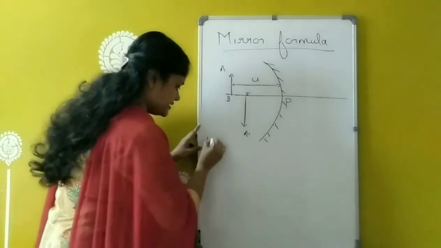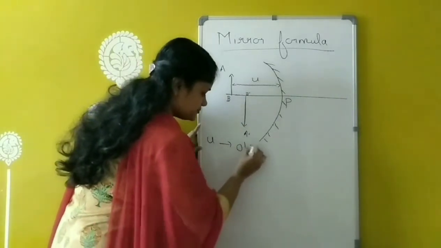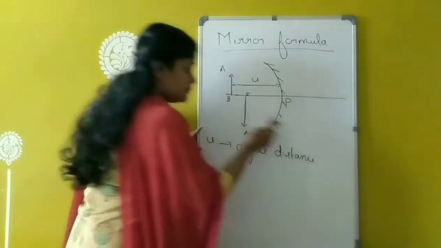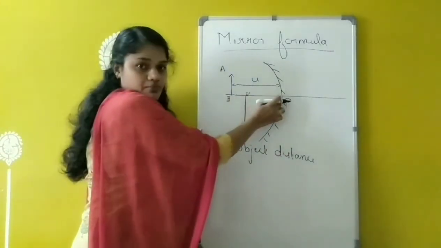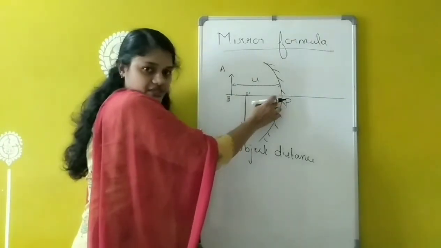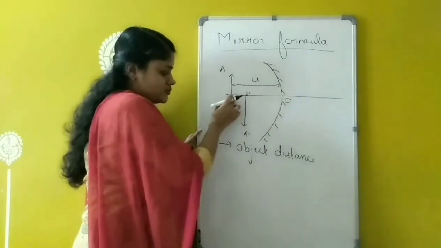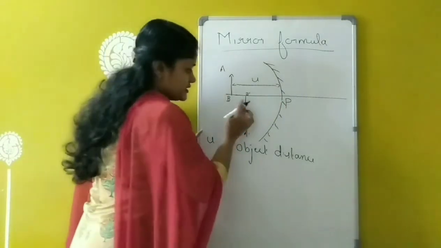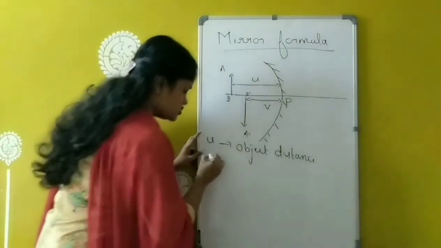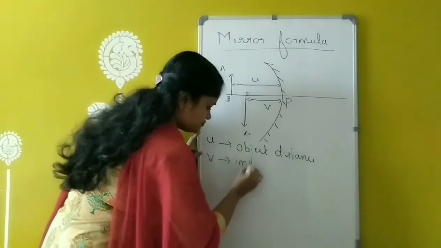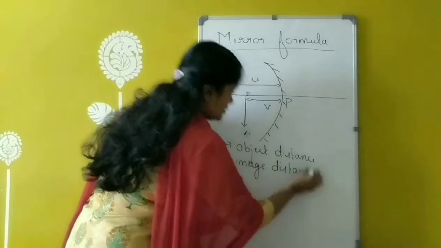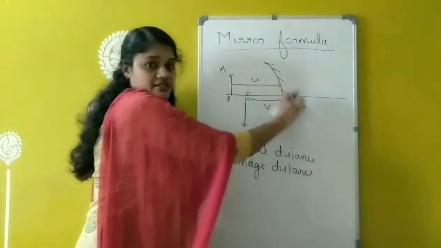So U indicates the object distance. That means the distance between the object and the pole, because all the distances we are measuring from the pole only. Already I told you in the sign convention, all distances we are measuring from the pole. So from the pole to the object is taken as U. Similarly, this is the image, A dash B dash, and this much distance is taken as V. So V is the image distance, that means the distance between the image and the pole.